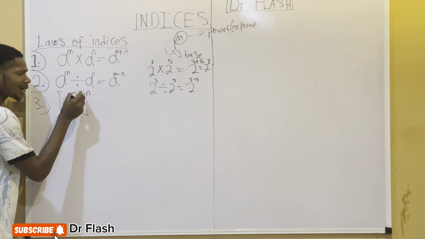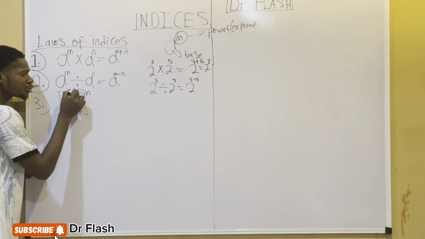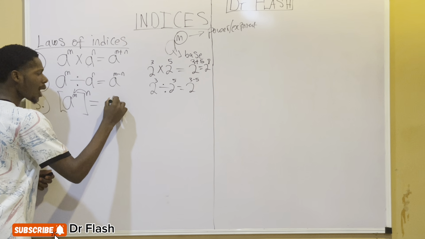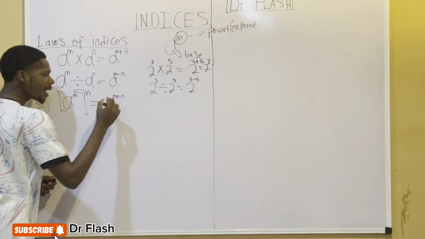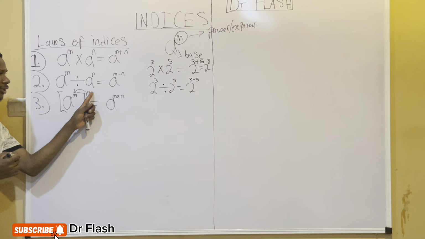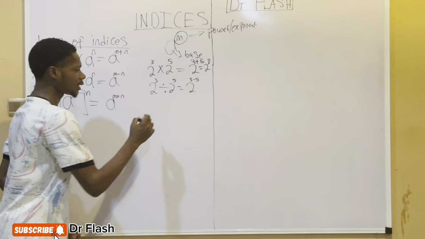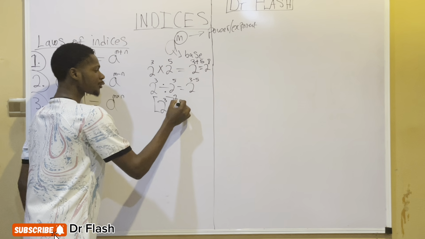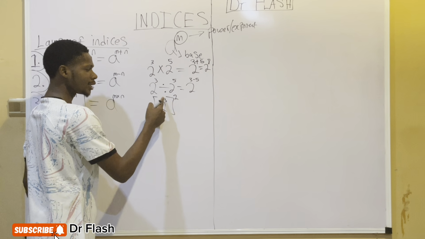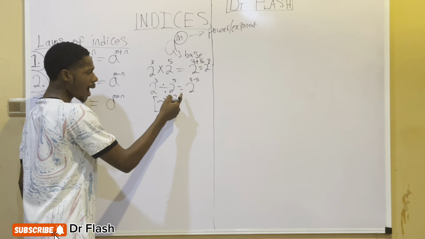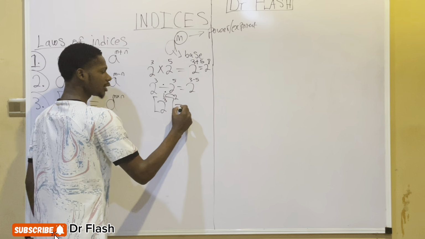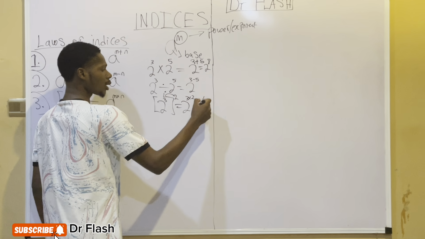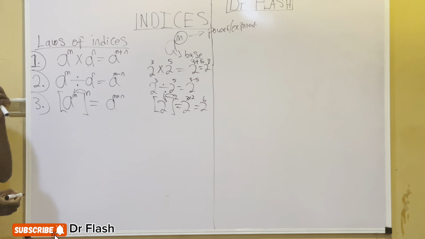What is going to happen is that the power outside is going to multiply the power inside. Hence, we're now going to have a raised to the power of m times n. Okay, the power outside simply multiplies the power inside. Here is an example: 2 to the power of 3, all to the power of 2. There is the power outside, there is the power inside. Because of the bracket, the power outside multiplies the power inside, giving us 2 to the power of 3 times 2, which is 2 to the power of 6. So that is how problems like this are solved.